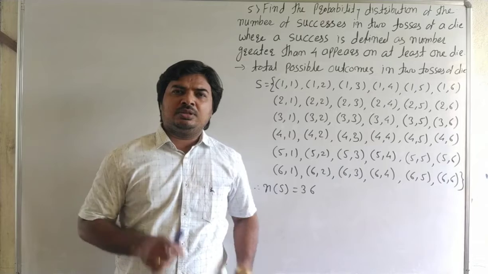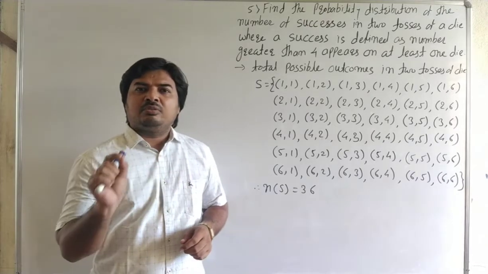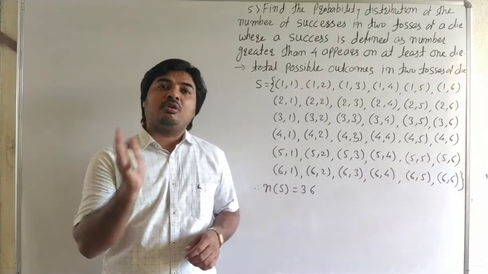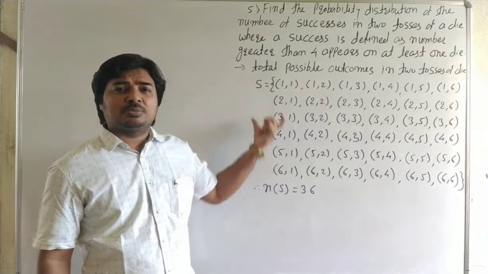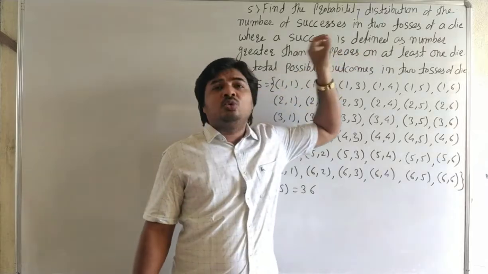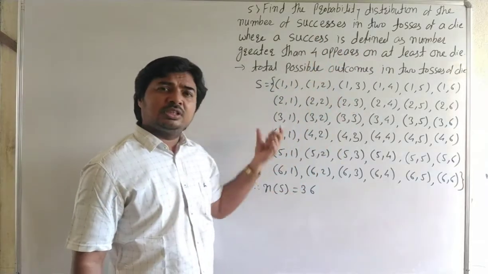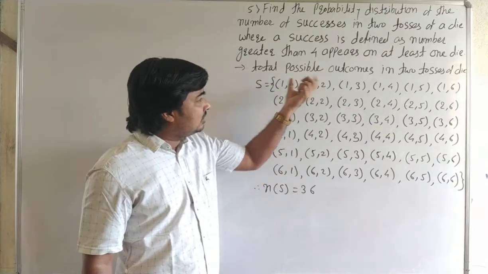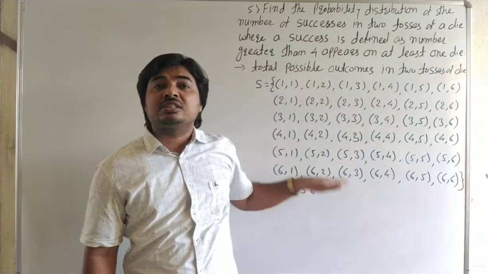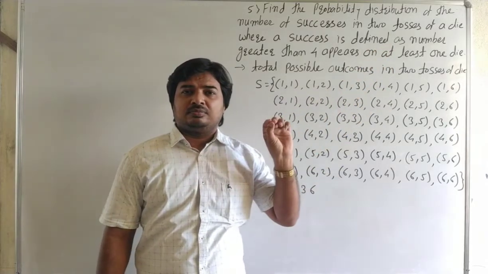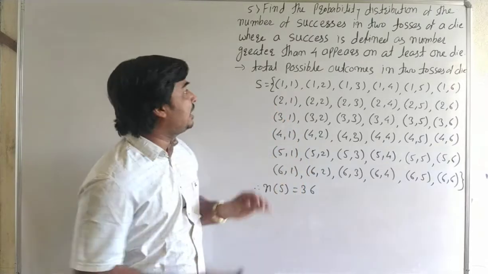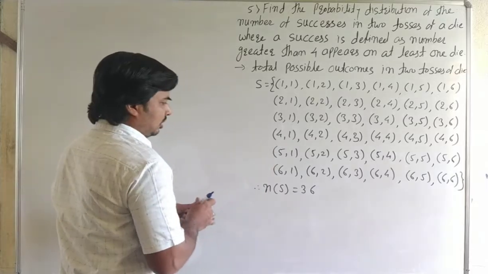Now the random variable is a real valued function associated with each outcome of a sample space. Here the total possibilities of outcomes in two tosses of a die are 36. That means the first outcome, second, third, fourth, fifth, sixth, up to the 36th outcome. And the random variable is a real valued function associated with each outcome.